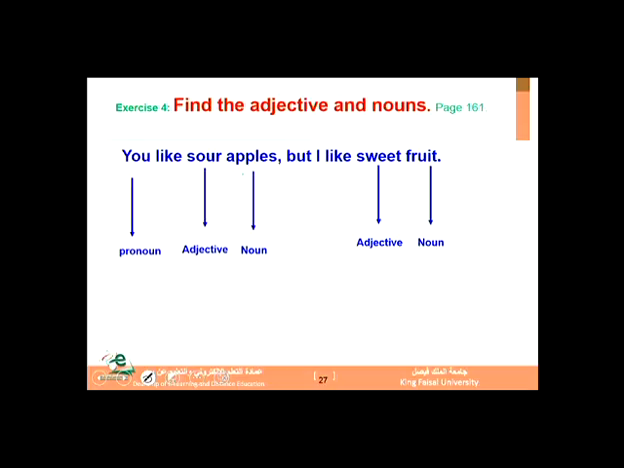Another example, you like sour apples, but I like sweet fruit. So here we have two noun phrases, sour apples and sweet fruit. Sour apples, this is the noun and this is the adjective. So the adjective comes before the noun, or in front of the noun, then the noun comes after. You like apples. What kind of apples? Sour apples. I like fruit. What kind of fruit? Sweet fruit. So again, adjective, then a noun.